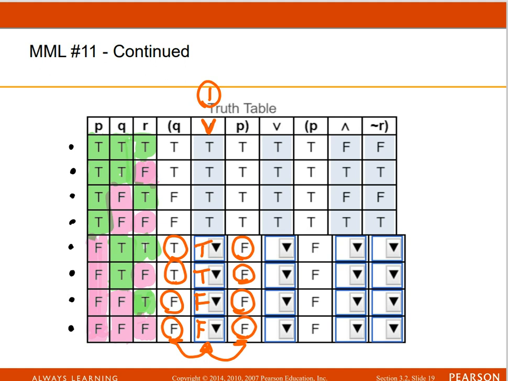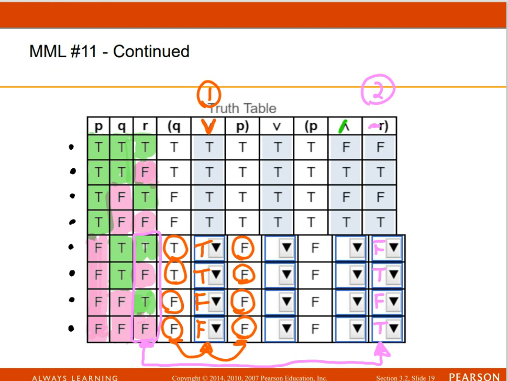And then I believe it was pink I used next. Then we came over here and we did this negation. So we're negating R. So to get this column, I had to look at this one. And I'm only doing the bottom four. So true, false becomes false, true, false, true. And then I believe I used green.